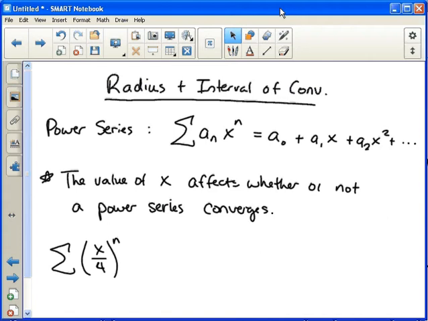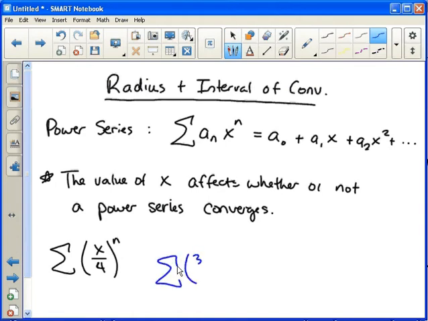And I think this example at the bottom is one of the easiest to explain how that would affect it. So just consider if I told you that x was equal to 3. Well, if x is equal to 3, then this is a geometric series, and since the r, that's the number in the parentheses, is less than 1, it's clearly going to converge.